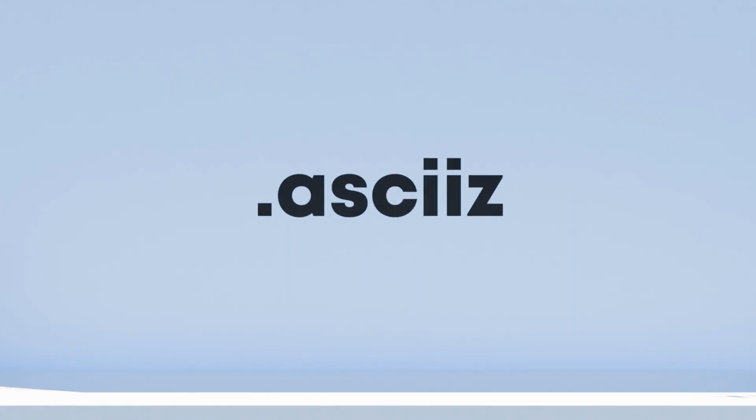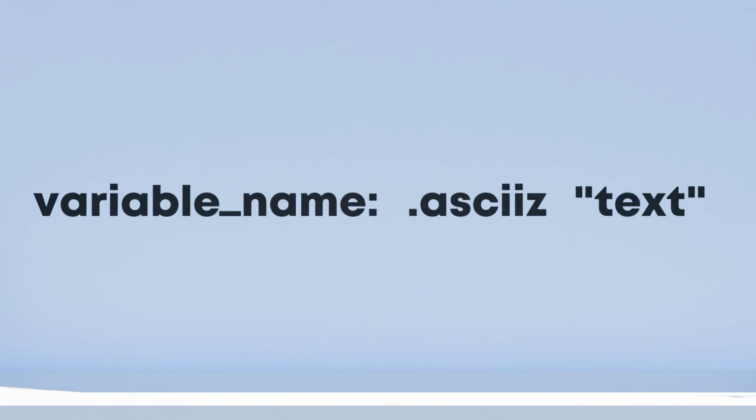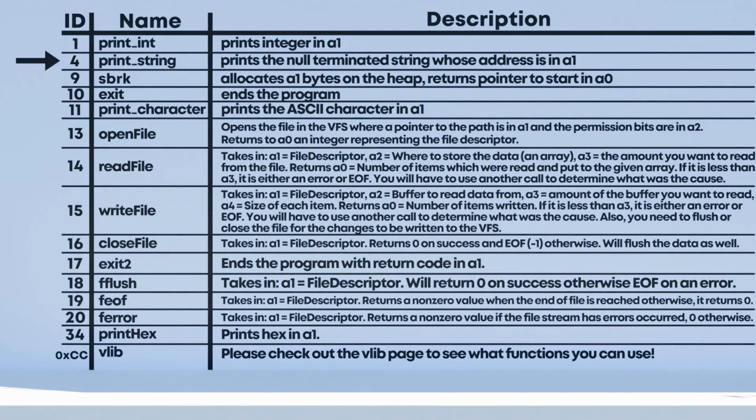This is where we use the ASCII-Z directive. By writing ASCII-Z and putting text in quotation marks, we have created a string stored in the global data segment that ends in the null character. Let's now try to print the string hello world to the console. We can use an environment call to print a string. We have to put the address of the string in A1 and set A0 to 4.